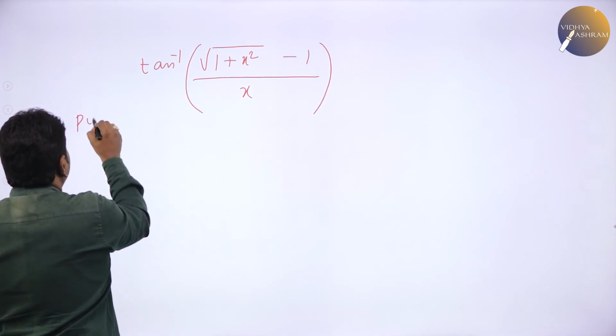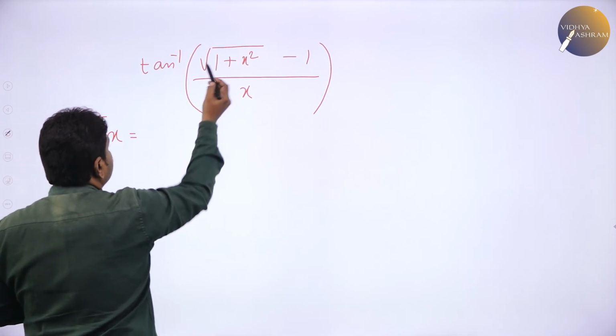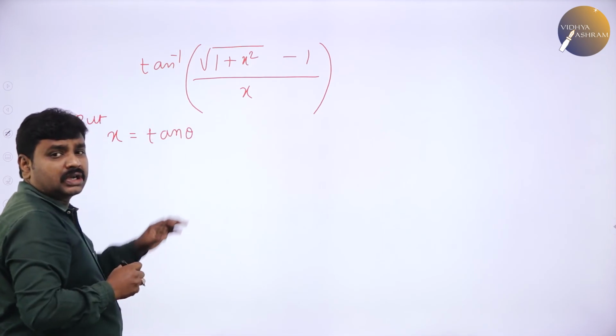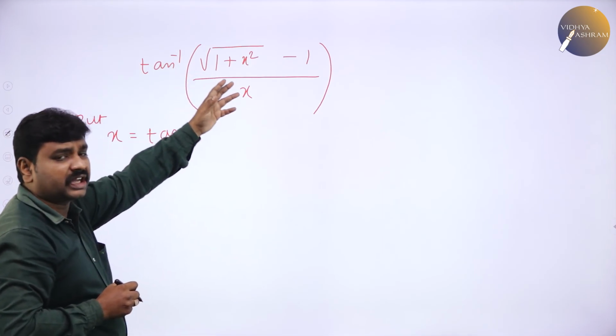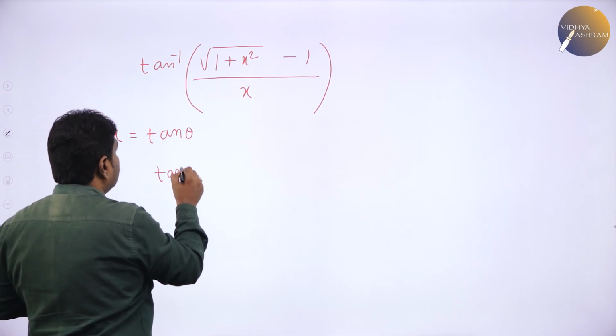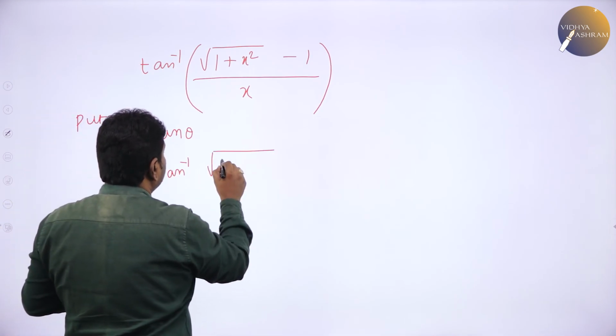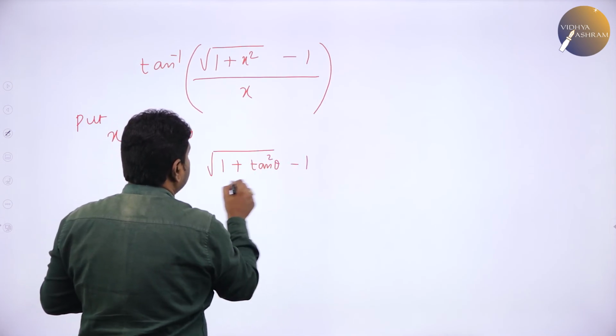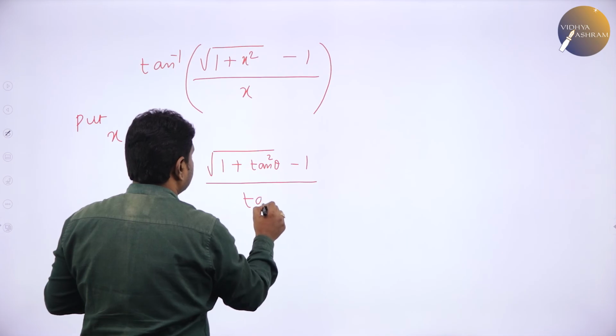So simple, put x is equal to a tan theta, that means 1 tan theta. Just put x is equal to tan theta. Now in the problem, in the place of x, put tan theta, you will get the answer. So now the given problem becomes tan inverse of root of 1 plus tan square theta minus 1 divided by tan theta.